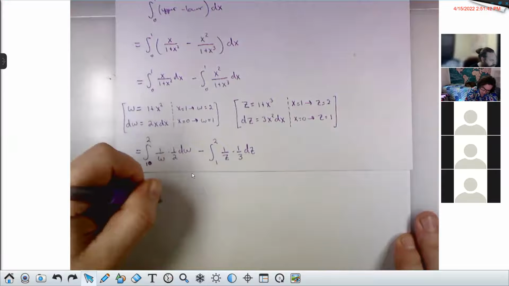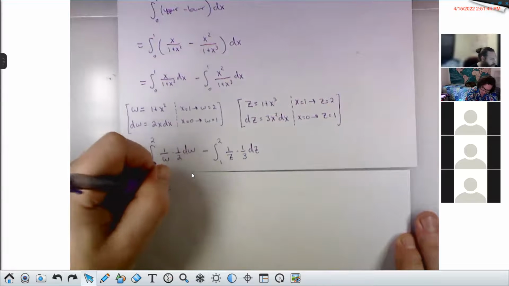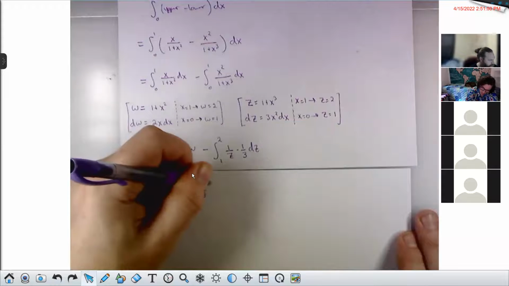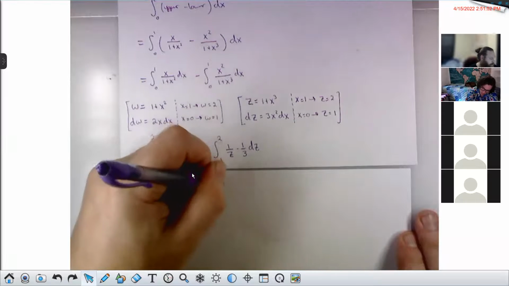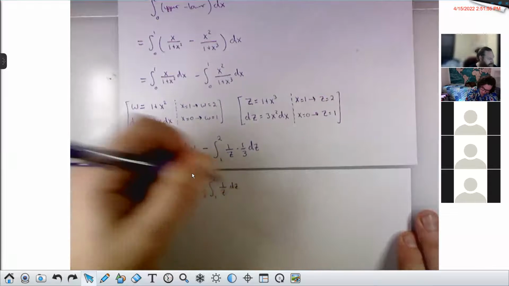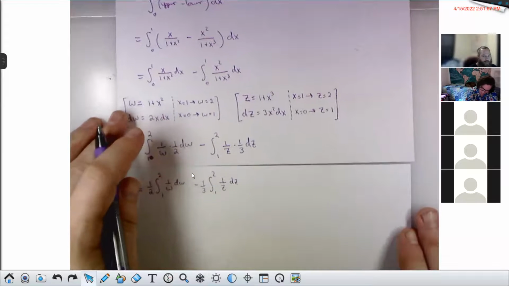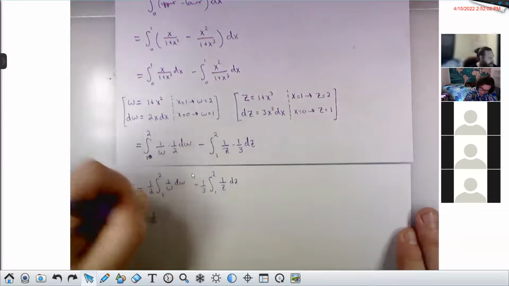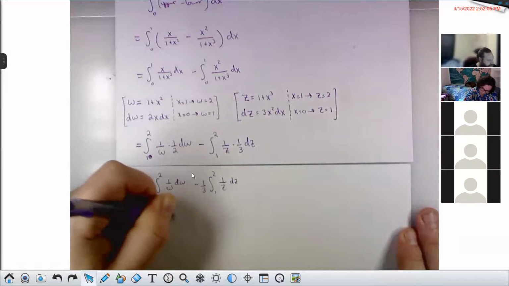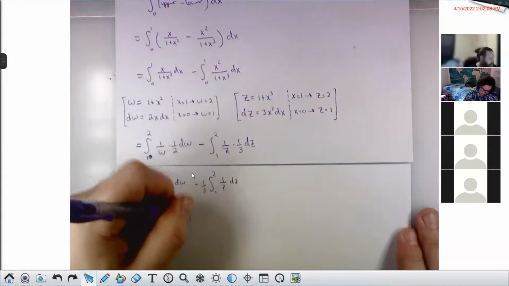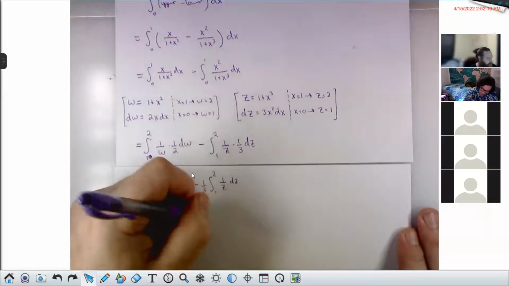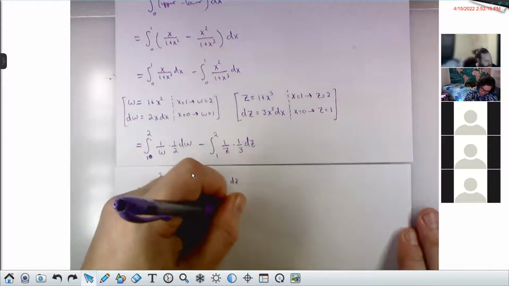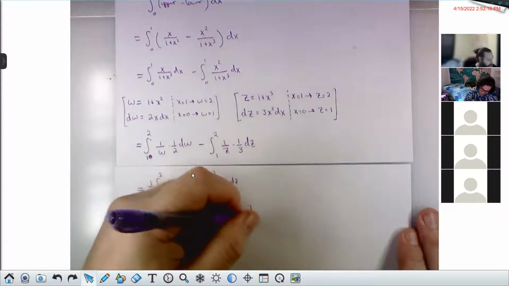So this is 1/2 integral 1 to 2, 1 over w dw, minus 1/3 integral 1 to 2, 1 over z dz. And each one of those will give you a natural log. This is going to be 1/2 natural log absolute value of w evaluated from 1 to 2, minus 1/3 ln absolute z from 1 to 2.